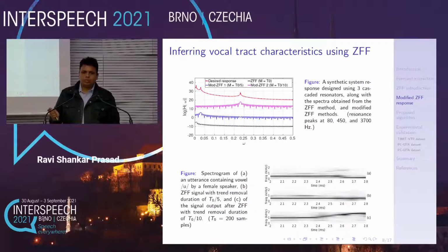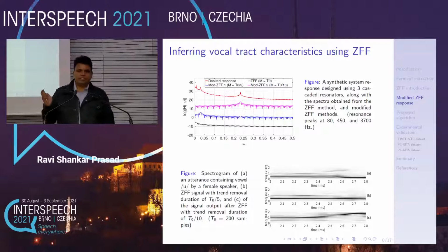So we chose to experiment with a synthetic response. We designed a synthetic response here in the first figure, which is given by the red curve, and the response has peaks at 80 hertz, 450 hertz, and 3.7 kilohertz, which are essentially chosen in the first F0, F1, and F2 regions. And then we use a train of impulses to excite this cascaded set of resonators. And then we use the modified ZFF filtering approach to derive the formant characteristics from speech.